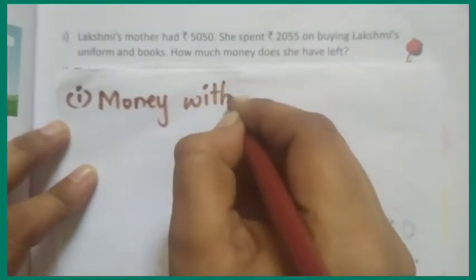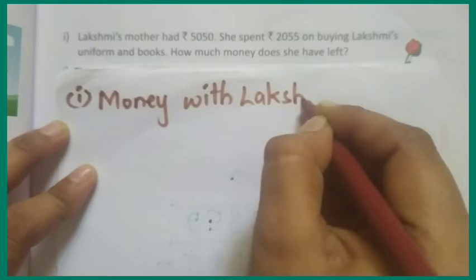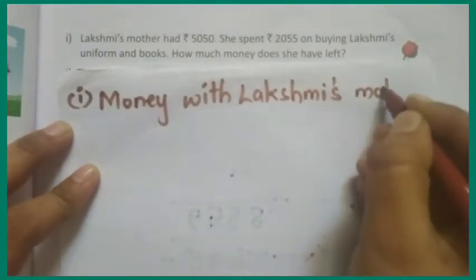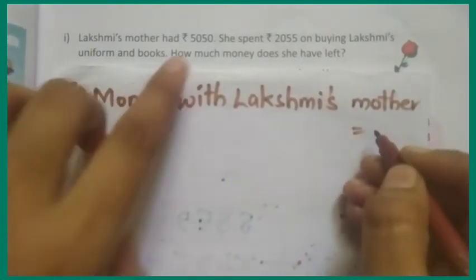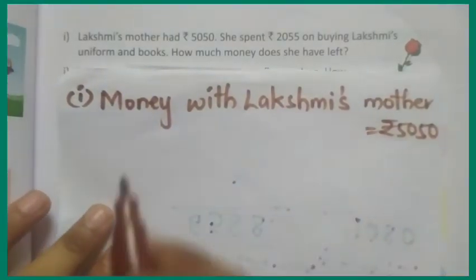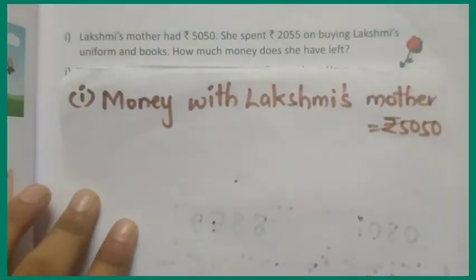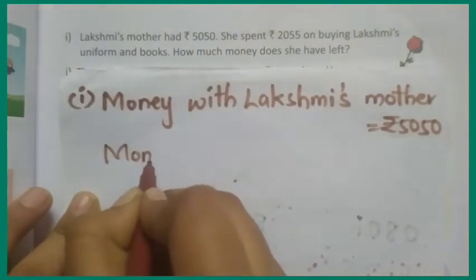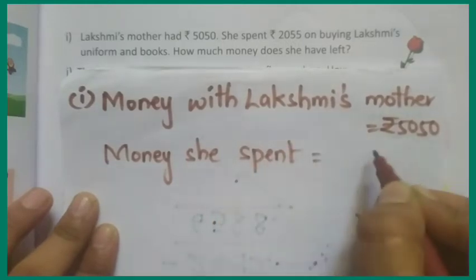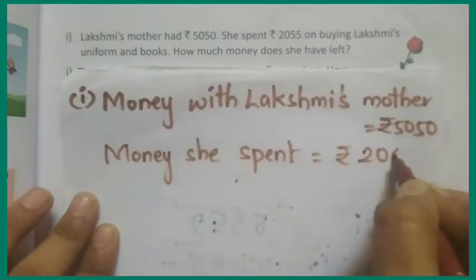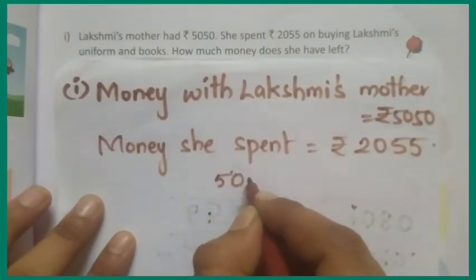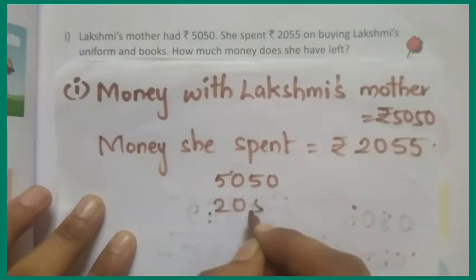Money with Lakshmi's mother. How much money is there? 5050. Now, money she spent on buying books. How much she spent? 2055. Now let's do subtraction. 5050 minus 2055.